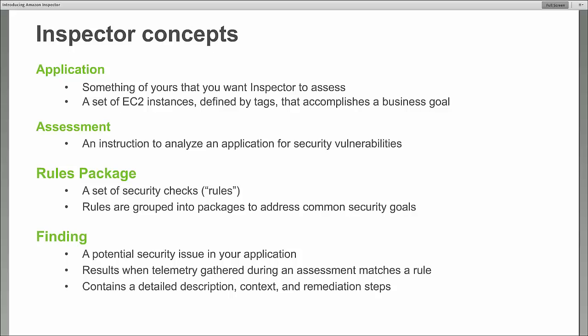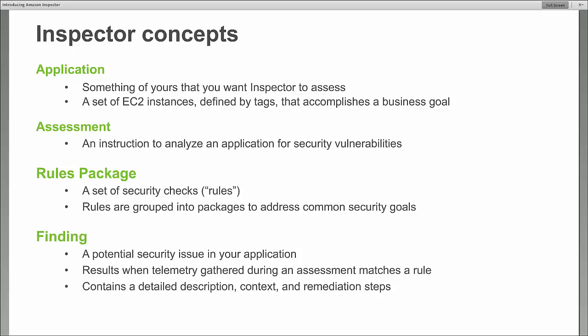Rules packages are sets of security checks that Amazon Inspector knows how to perform. Rules packages are composed of rules, which are security checks, and they're grouped in such a way that allow you to select a rules package to correspond with a security goal you might have, such as I want to assess my readiness for a PCI audit, or I want to see if I'm vulnerable to any CVE bulletins that are out there.